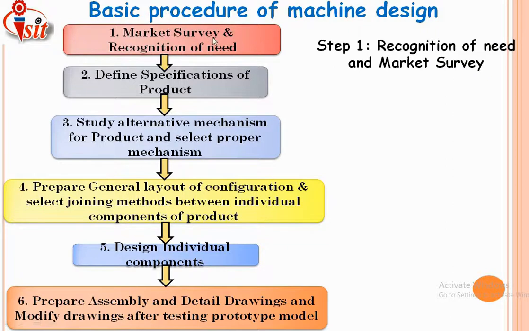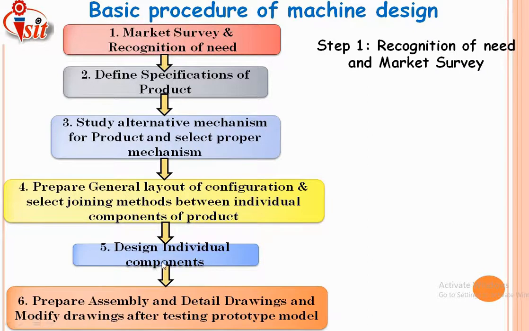That is, first market survey and recognition of need, defining the specifications of the product, what are the different requirements of the product, study of alternative mechanisms, that is the selection of the proper and simple mechanism, as well as that mechanism should be an efficient one. Then preparation of the general layout of configuration, how you are going to assemble or join the different small elements of the machine component, and select joining methods between individual components of the product.